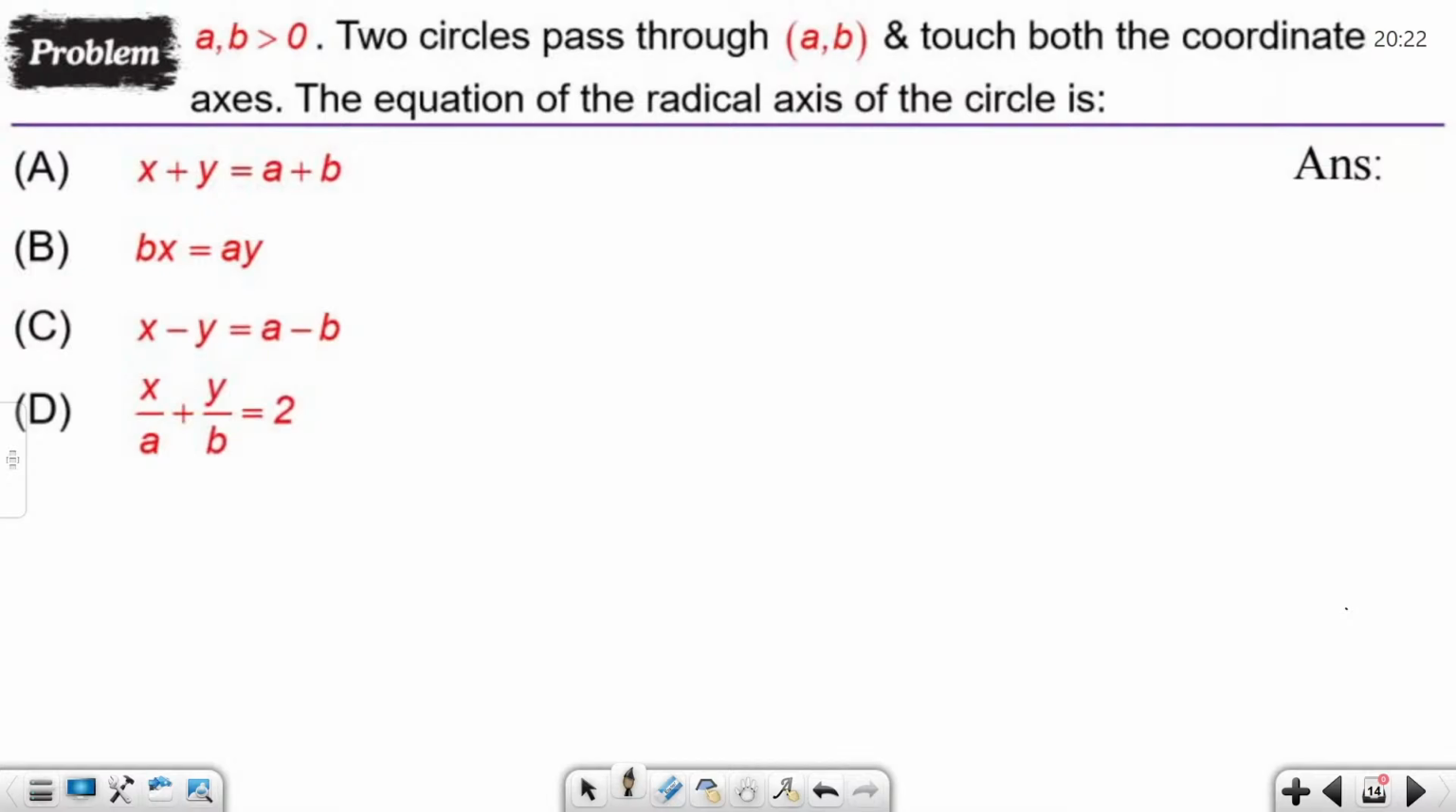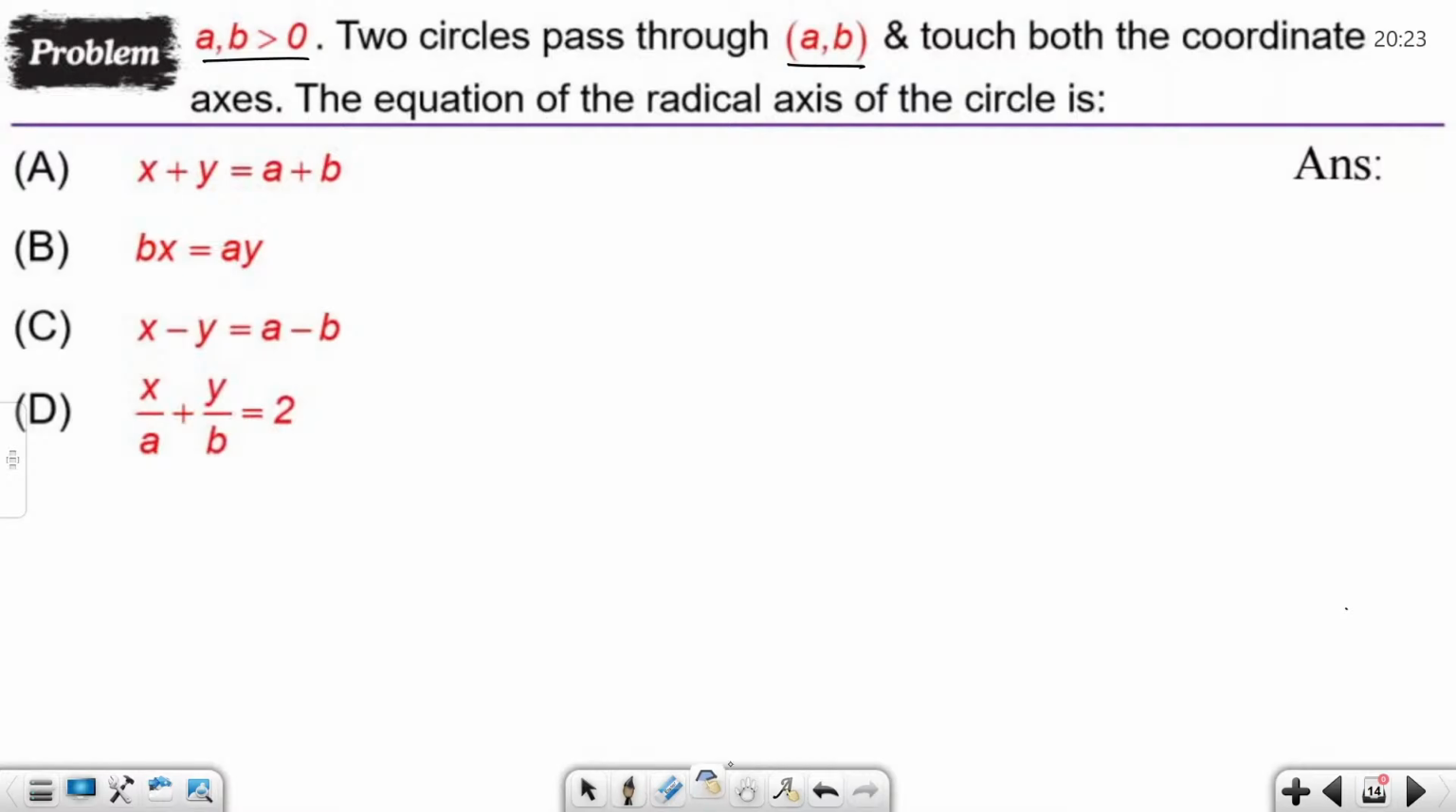The question is, two circles pass through (a, b). Here a, b both are greater than 0, which implies that the point is in the first quadrant. Both the circles touch the coordinate axes, and you have to find the equation of the radical axis for these circles. Is this question clear to all? There are two circles passing through (a, b).